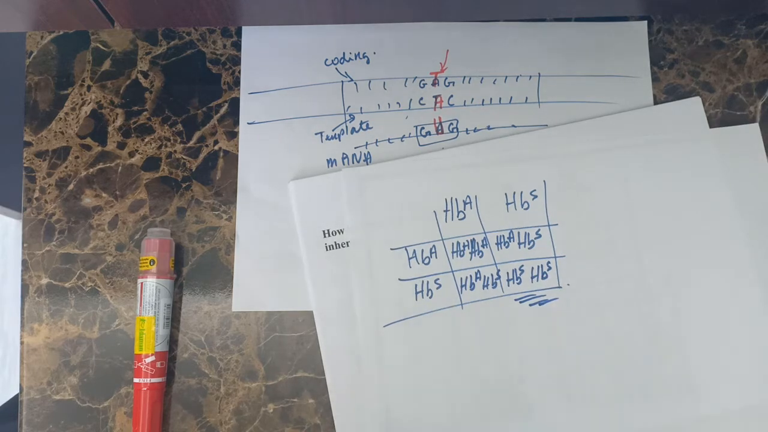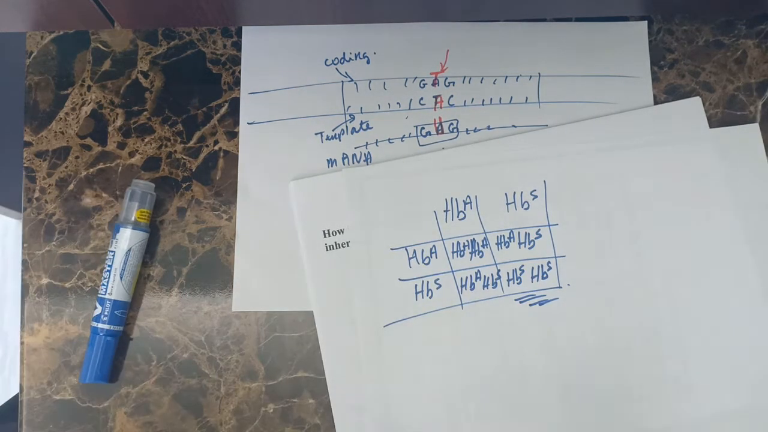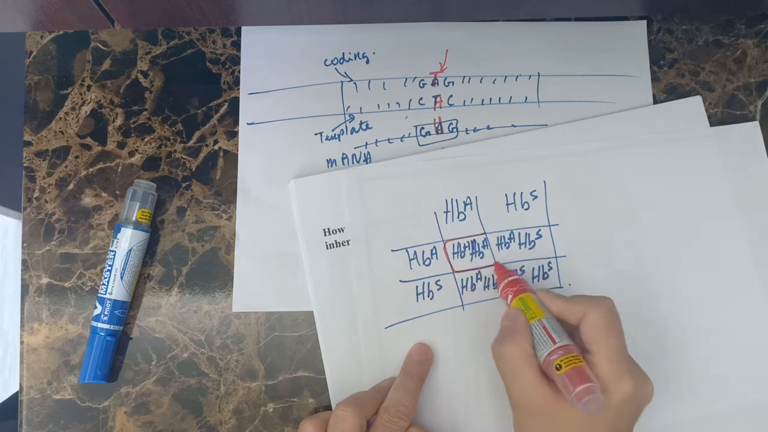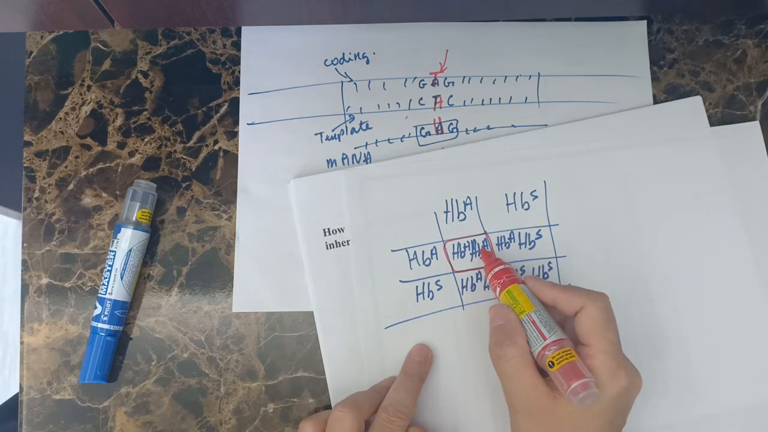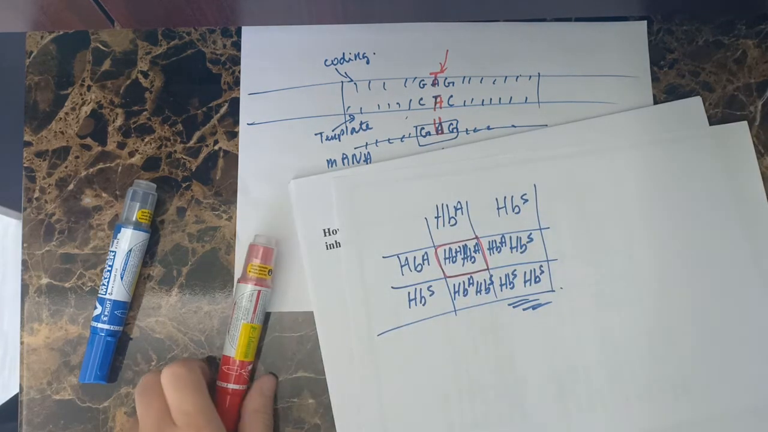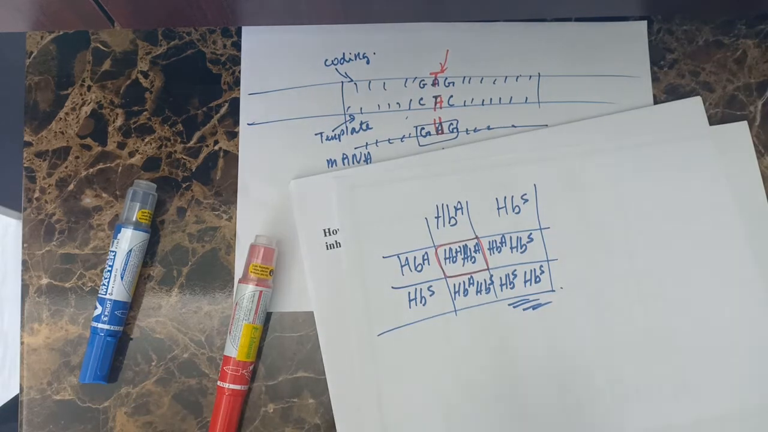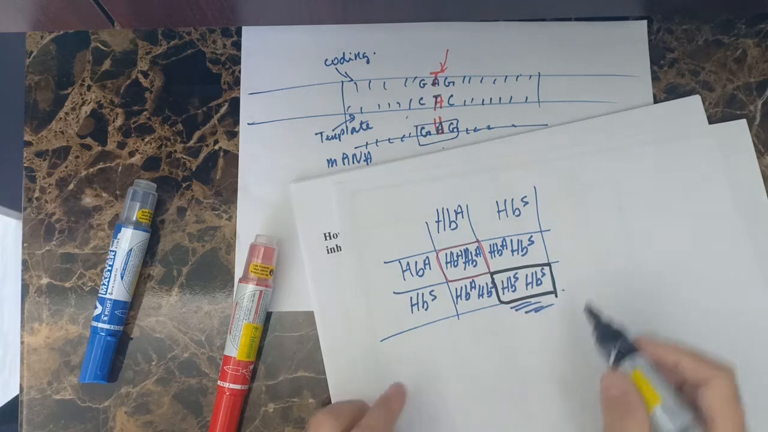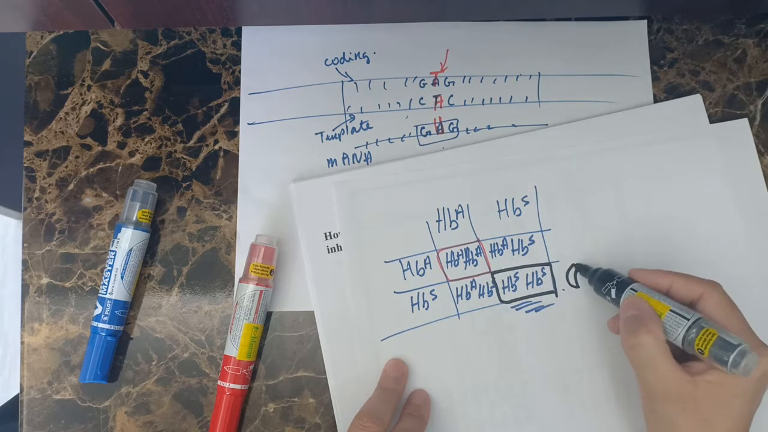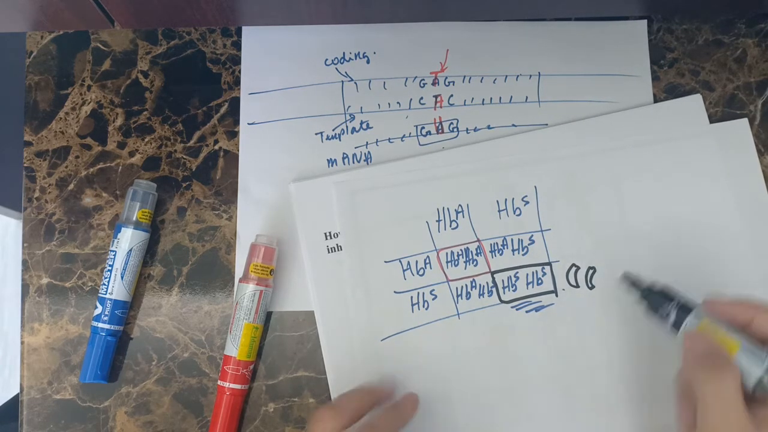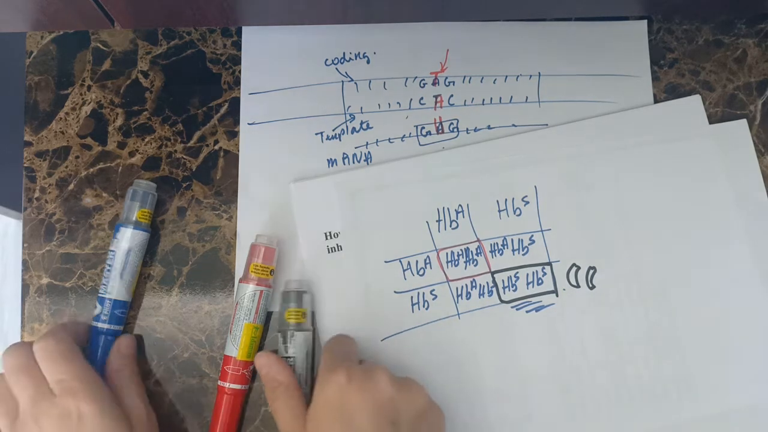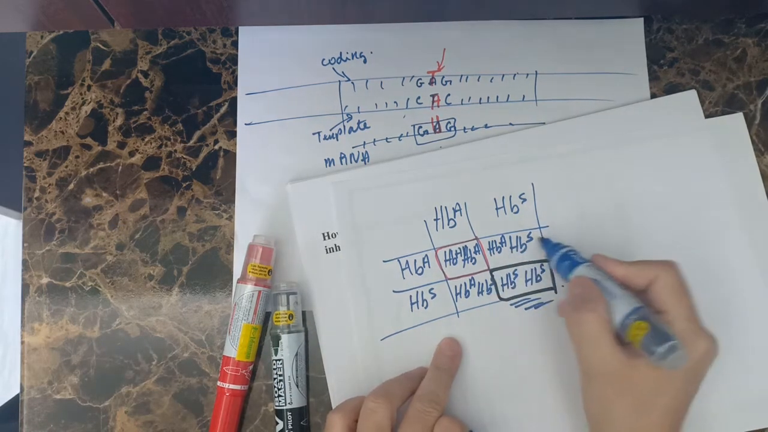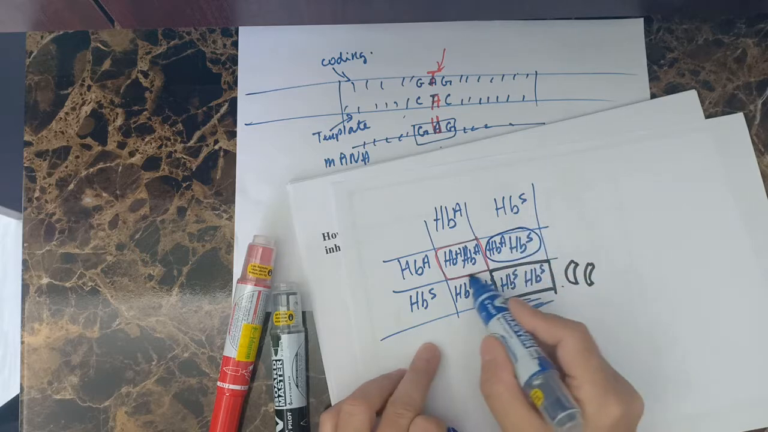So this one will be normal, HbA, HbA normal, but this one will suffer the most because all his cells are sickle. All his cells are sickle. But this one, these two here, this one is heterozygote.